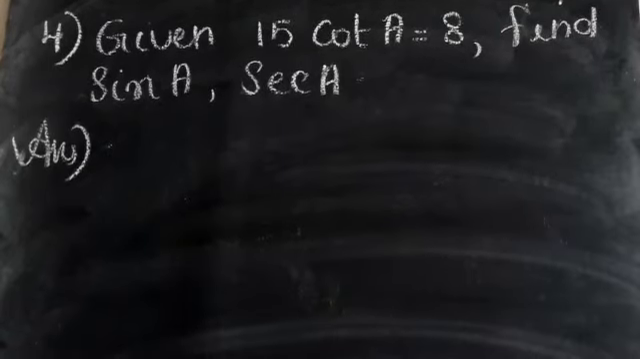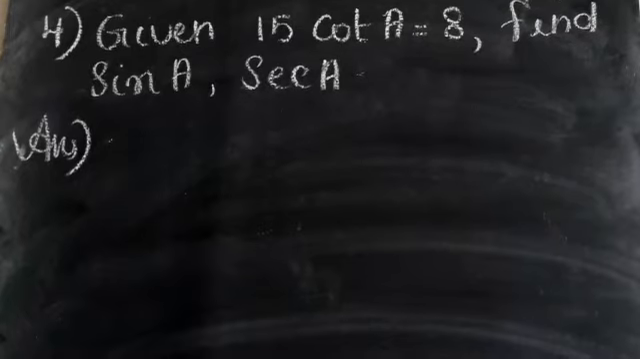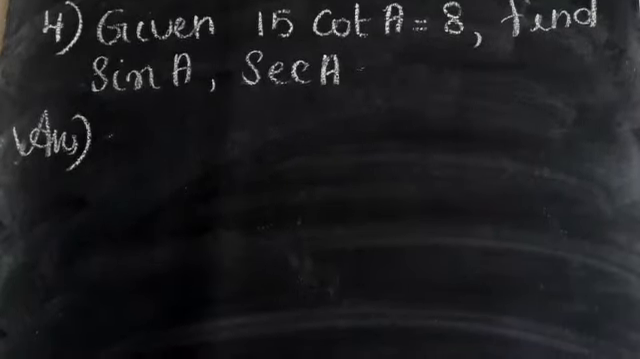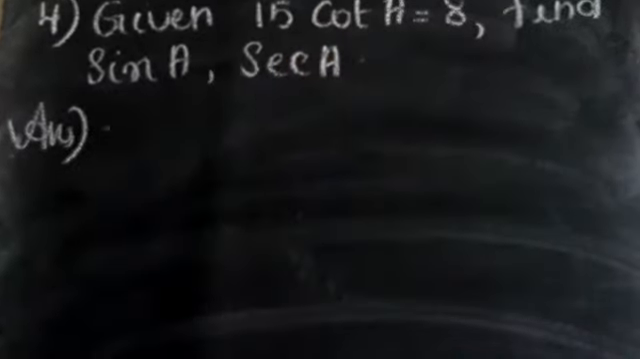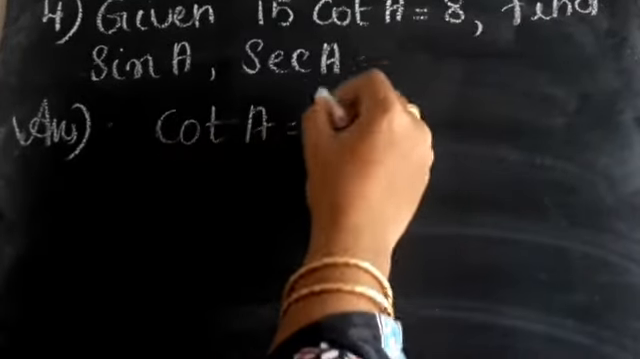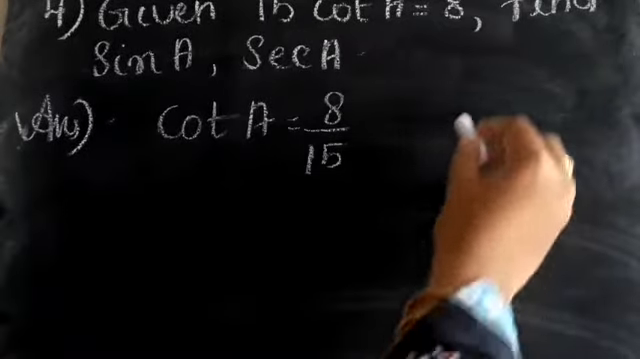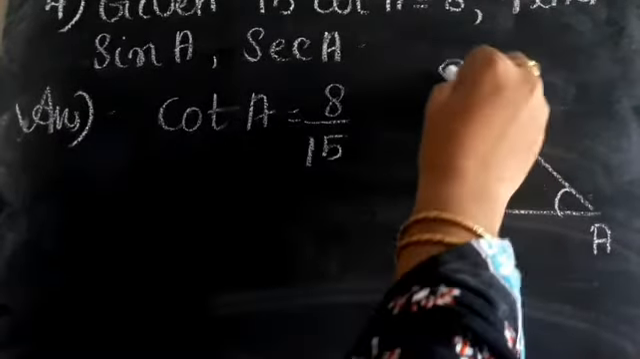Okay. Here what is given? 15 cot A is equal to 8. So can you write cot A is equal to 8 by 15? Yes. So that is the first step. 15 cot A is equal to 8 meaning you can write cot A is equal to 8 by 15. Okay. And after that draw a right triangle. Mark this angle as A. So right angle, that is B.